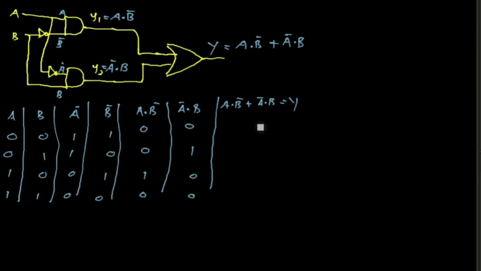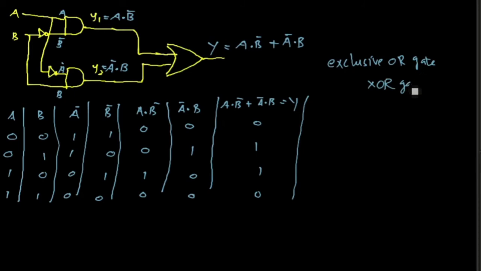Now if we take the OR of these two, it is 0, it is 1, it is 1, it is 0. So this truth table actually gives a particular circuit with an OR operation, where the output is high only when either of the inputs is high. When both the inputs are high, then the output will be 0. That is called an exclusive OR gate. Usually we denote it by XOR gate.